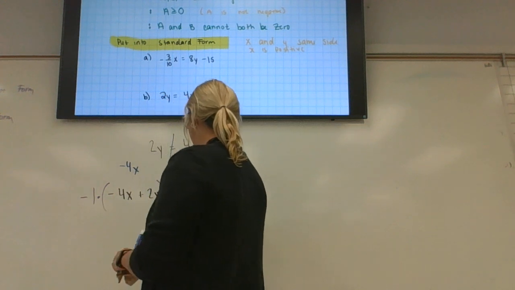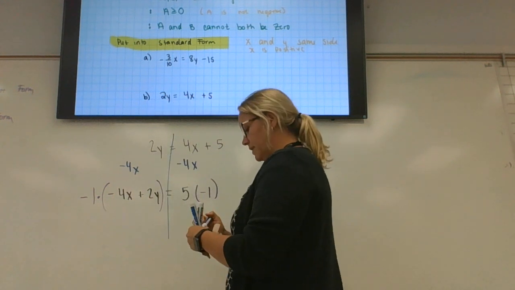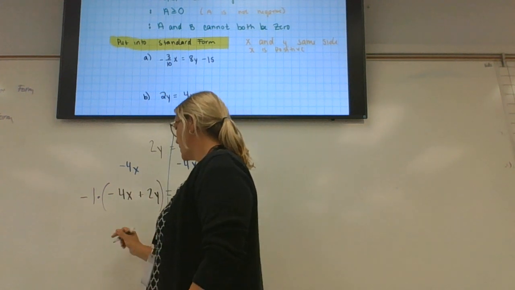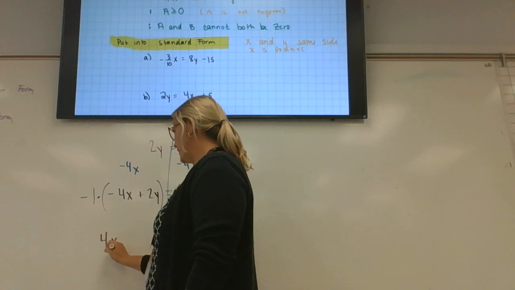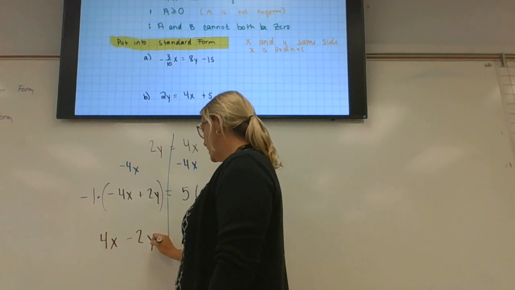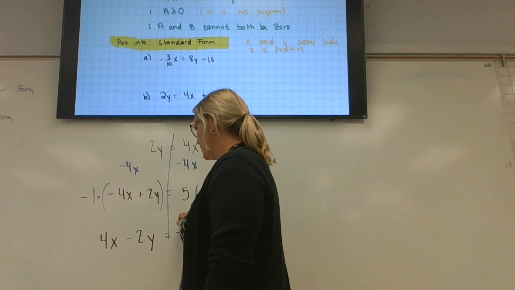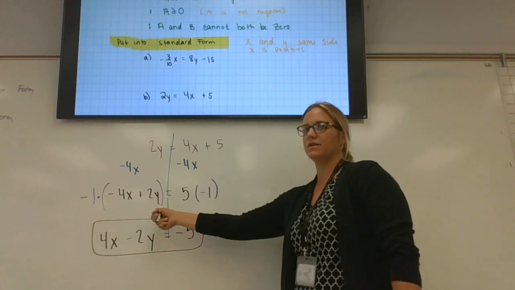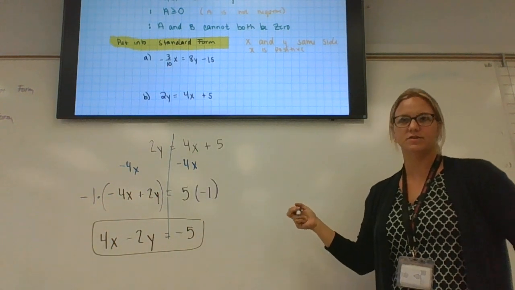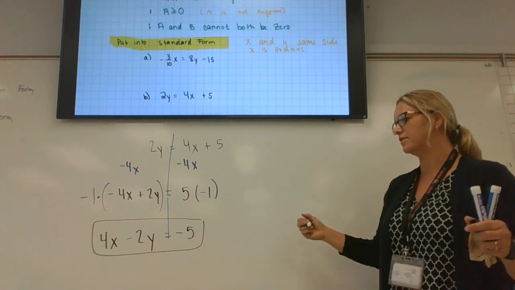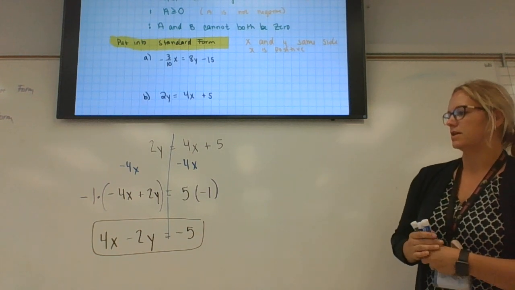Distribute that in there. Multiply on the other side. Now we have a positive A value. 4x minus 2y equals -5. And most of you guys just know how to change every sign. You just switch every sign in the equation. And that's a good standard form.